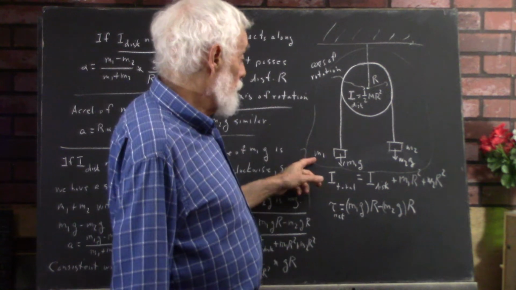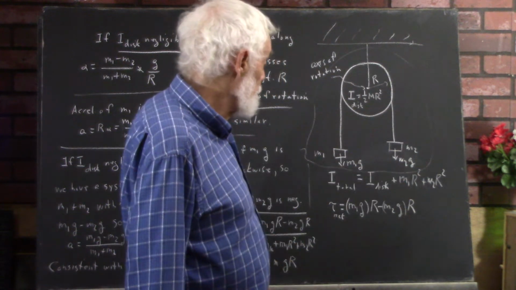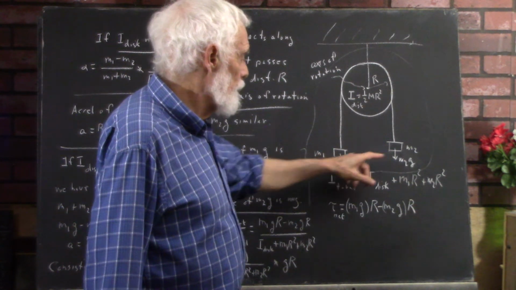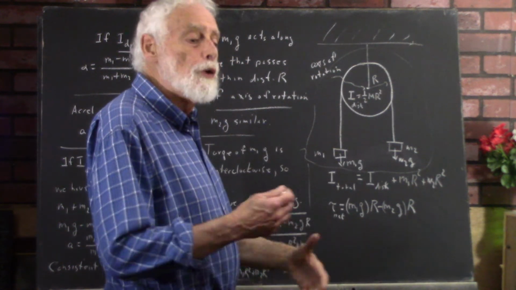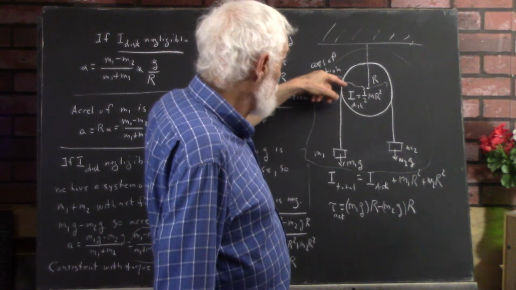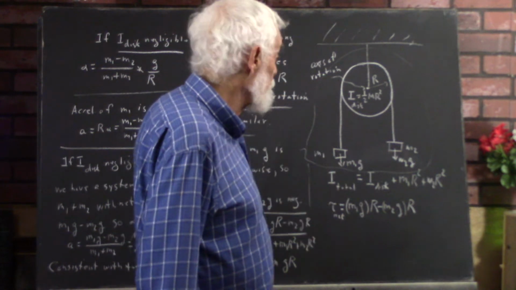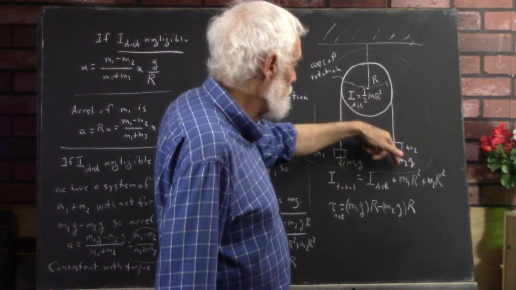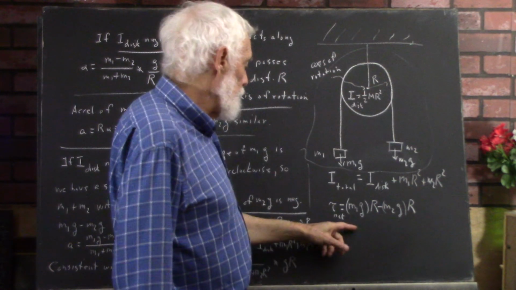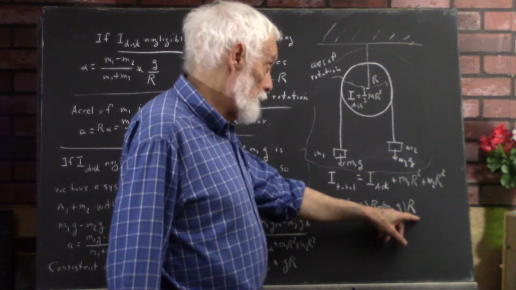Okay, the mass m1, of course, experiences a force of gravity, m1g, mass m2, force m2g. And each of these forces tends to produce a torque. This force effectively acts right here, producing a torque of m1g times R, moment arm times the force. This one, the torque of m2g times R. This torque is positive, this torque is negative. So we have a net torque, m1g times R minus m2g times R.